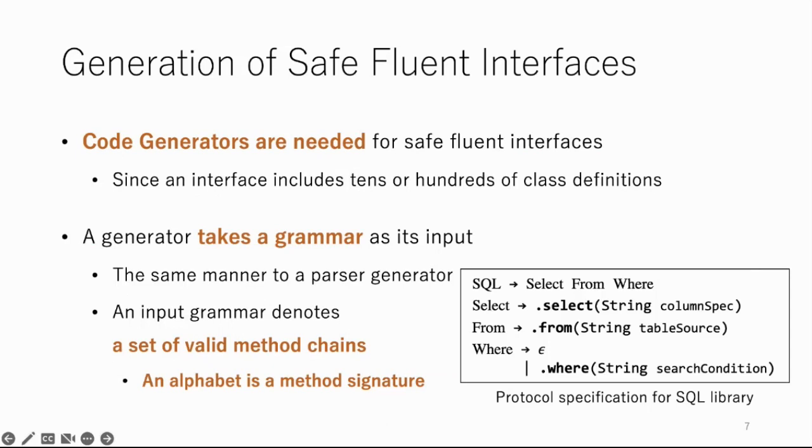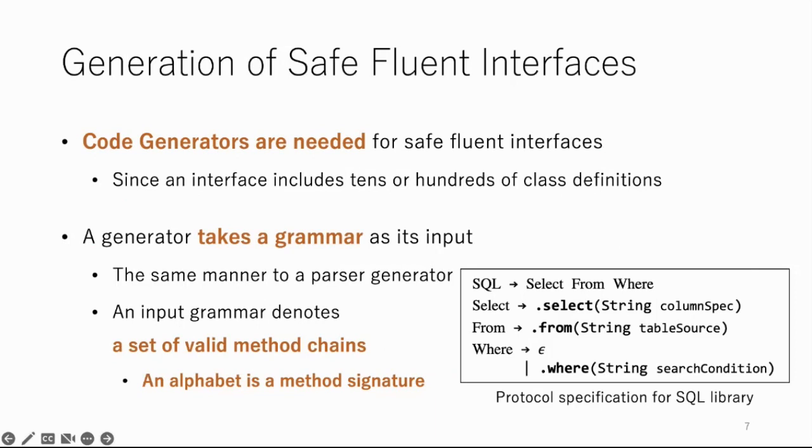Such a code generator takes a grammar as its input. Since a Fluent interface checks its protocol based on the parsing technique, a protocol specification is very close to a language specification. The only difference between protocol specification and language specification is vocabulary.